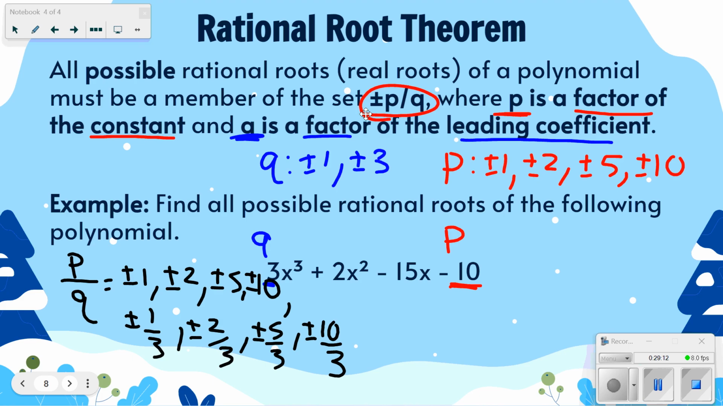What questions do you guys have about the theorem and creating this list? What do you have, Senna?